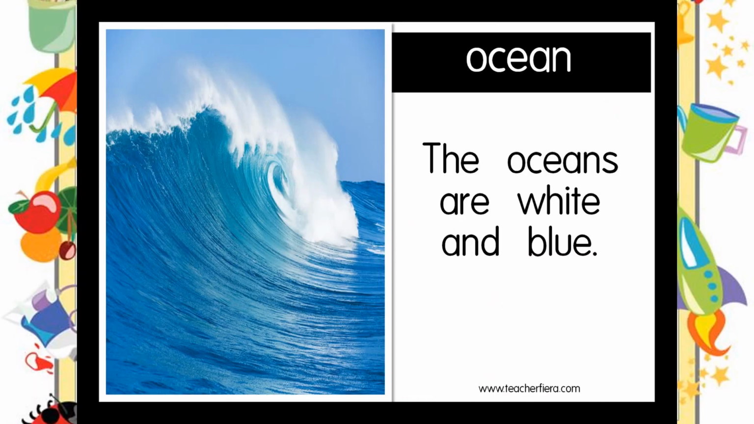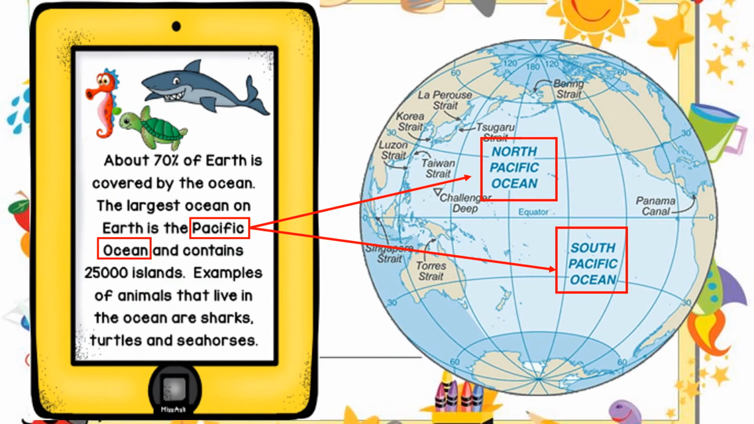The oceans are white and blue. About 70% of Earth is covered by the ocean. The largest ocean on Earth is the Pacific Ocean and contains 25,000 islands. Examples of animals that live in the ocean are sharks, turtles and seahorses.